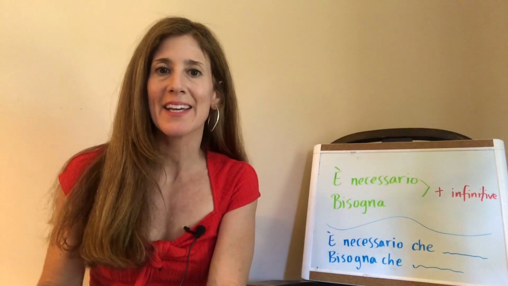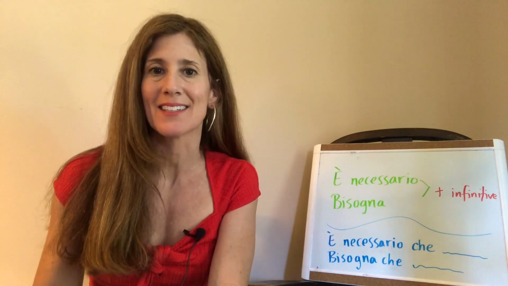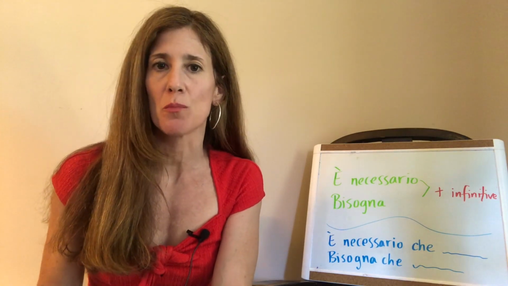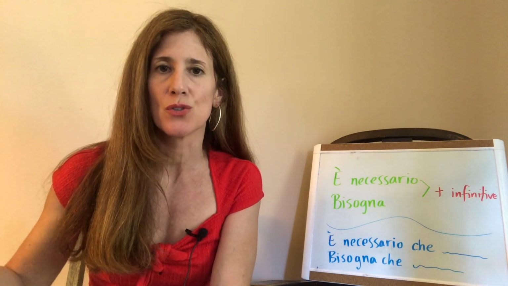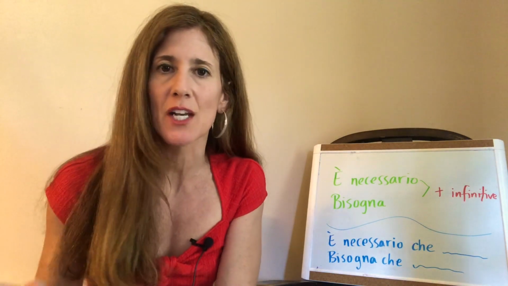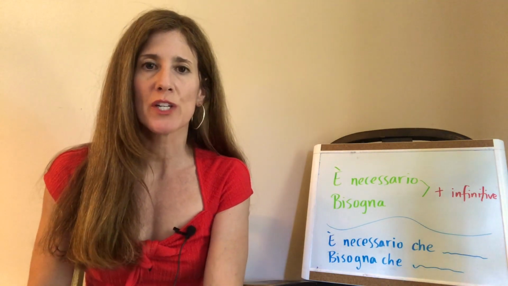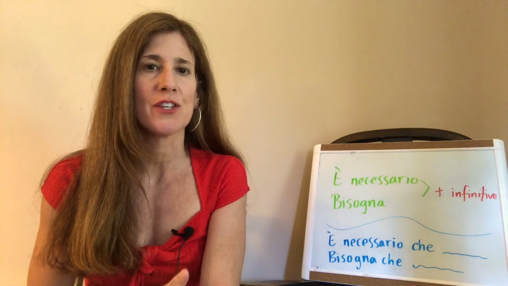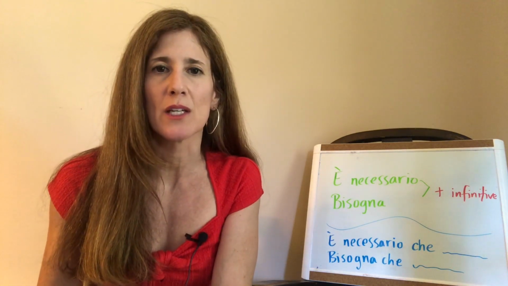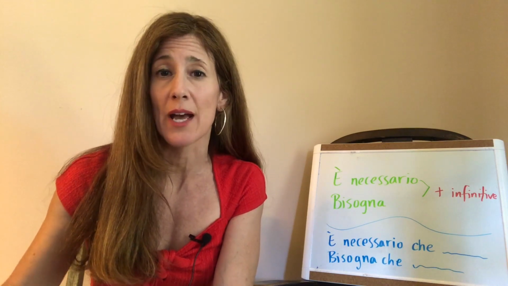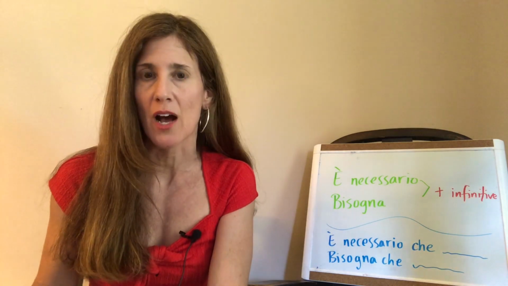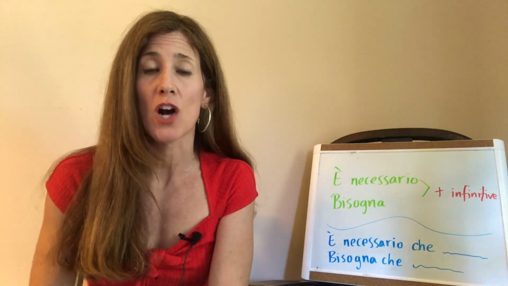Allora, è necessario, it's necessary, and bisogna. Bisogna comes from the verb bisognare, which is to need to, but you're never going to conjugate that verb. You're only going to use bisogna, this third person conjugation, and what it translates to is one must, okay? But you don't need to put that C in front of it. You just say bisogna, okay?